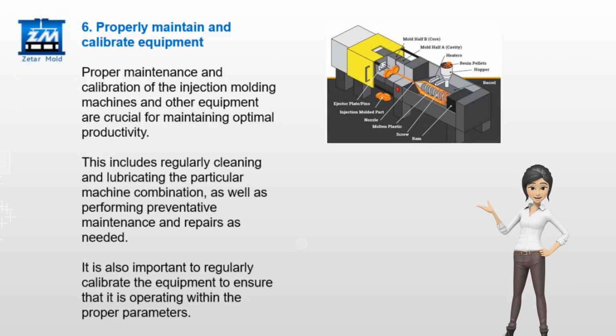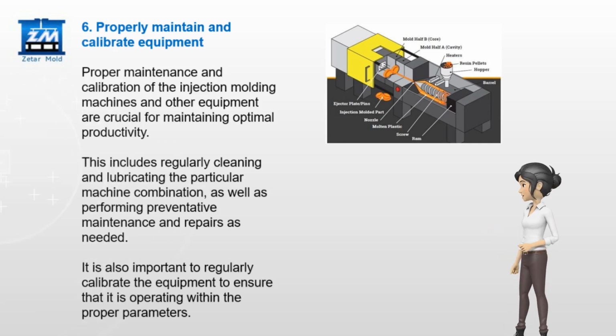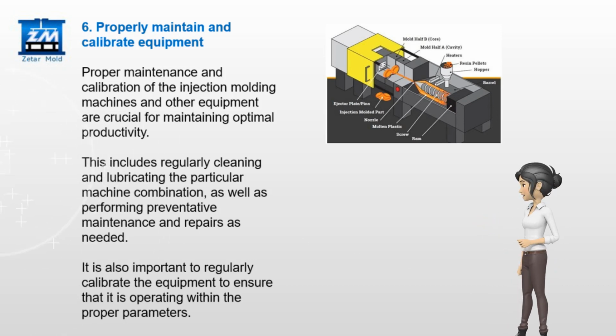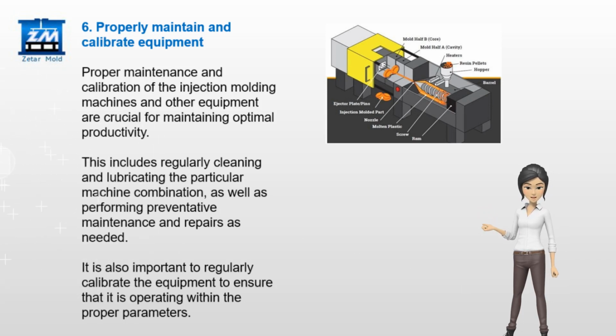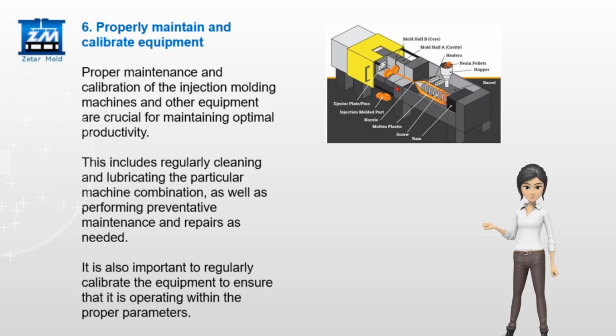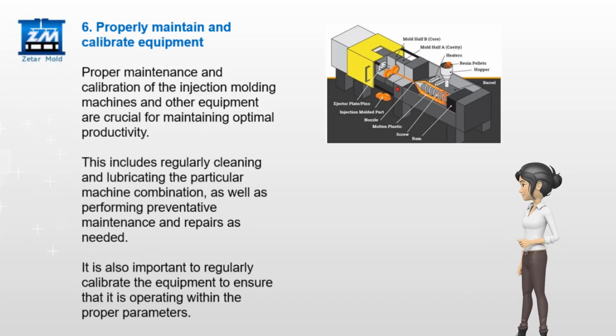Properly maintain and calibrate equipment. Proper maintenance and calibration of the injection molding machines and other equipment are crucial for maintaining optimal productivity. This includes regularly cleaning and lubricating the machines, as well as performing preventative maintenance and repairs as needed. It is also important to regularly calibrate the equipment to ensure that it is operating within the proper parameters.